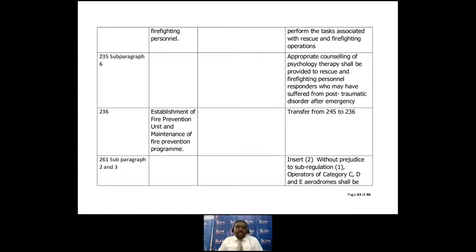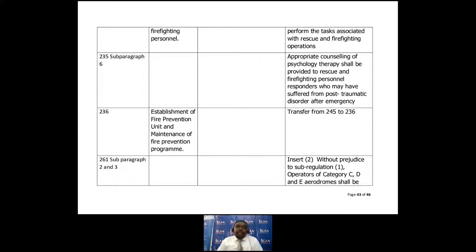And then regulation 235, sub paragraph 6, appropriate counseling or psychology therapy shall be provided to rescue and firefighting personnel responders who may have suffered from post-traumatic disorder after an emergency. This was introduced owing to the fact that firefighting personnel have some experiences, especially when dealing with emergencies, that can cause trauma, and so there is need for us to provide those counseling services.